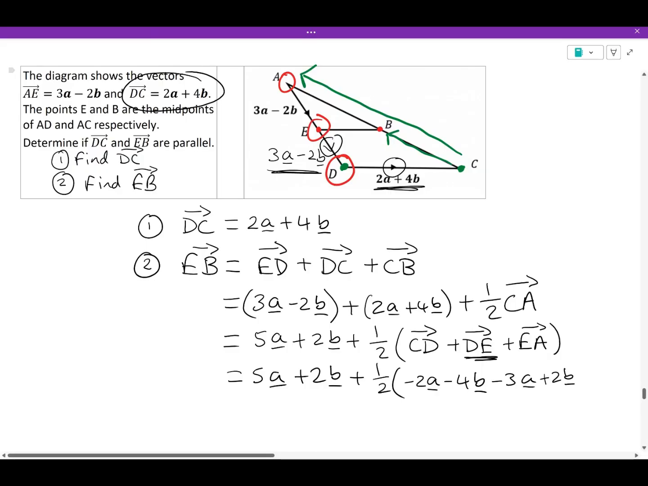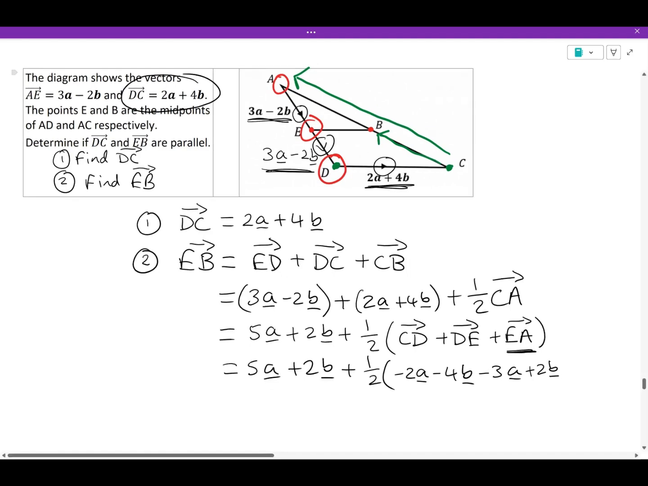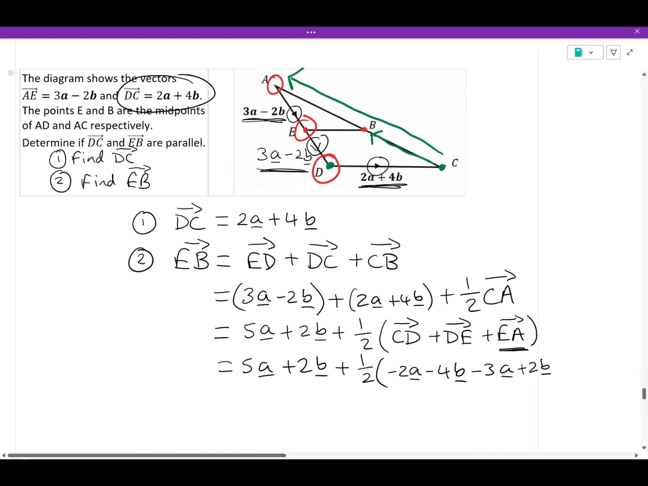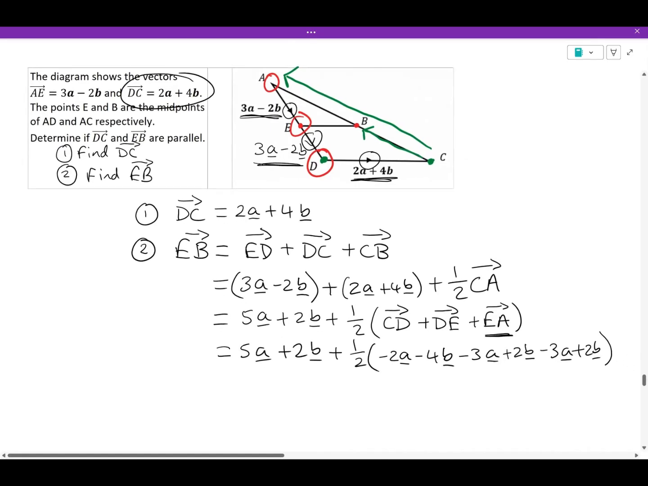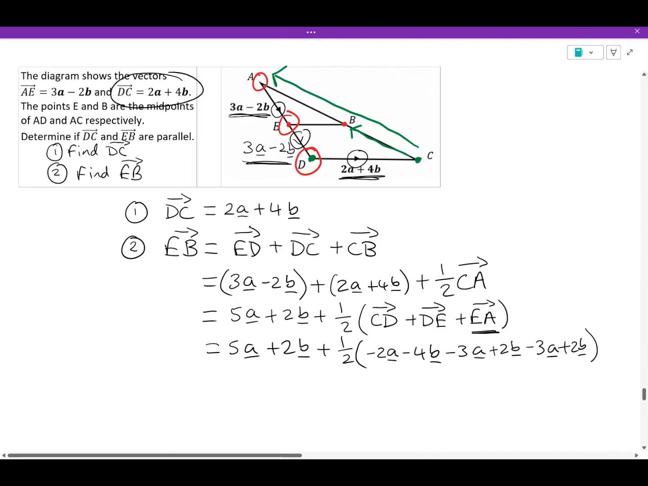And then we're at E, so then we need E to A. Well, E to A is going to be this vector here. And once again, we're against the arrow, so we're going to have to multiply by -1. And actually, that vector is going to be the same one as I've just written out, because E was the midpoint there. So I'm just going to subtract another 3a from here, and then add another 2b from there. Okay, and then close bracket. And then we have all the information there to hopefully get a simplified form for E to B.